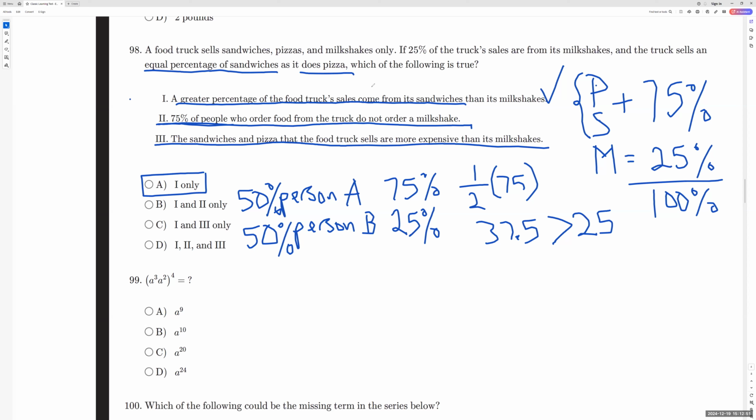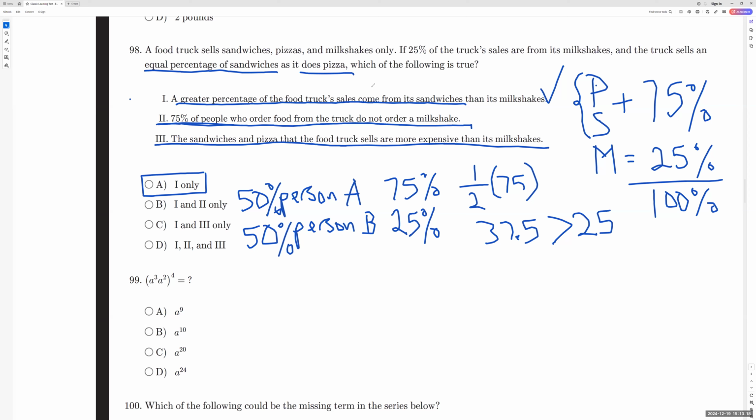I don't see how the sandwiches and pizza are more expensive. I don't see where it says that they are more expensive than the milkshakes. They sell more, maybe only a few people buy milkshakes, and there's a lot of gross sales in pizza and sandwiches, and that makes up for 75% of the sales. But item by item, we just don't know which one is more expensive. Okay, so that's going to be that.